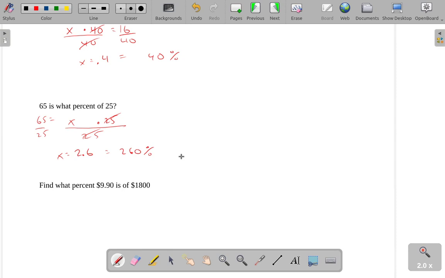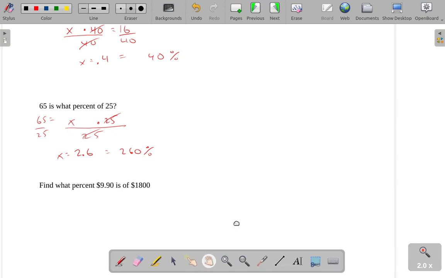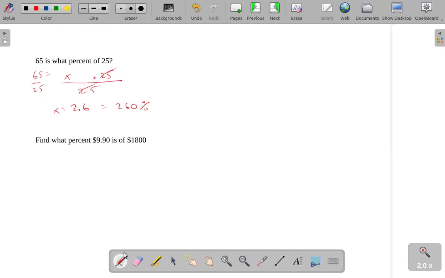You can see on this one I actually ended up with something bigger than 100%. There's nothing wrong with that. 65 is more than 100% of 25. And you do occasionally see percents that are bigger than 100%. If you say, well, my original price was $25 and I was actually charged $65, I was charged 260% of the original price. So that's a quick little example of where you might see something that's bigger than 100%.